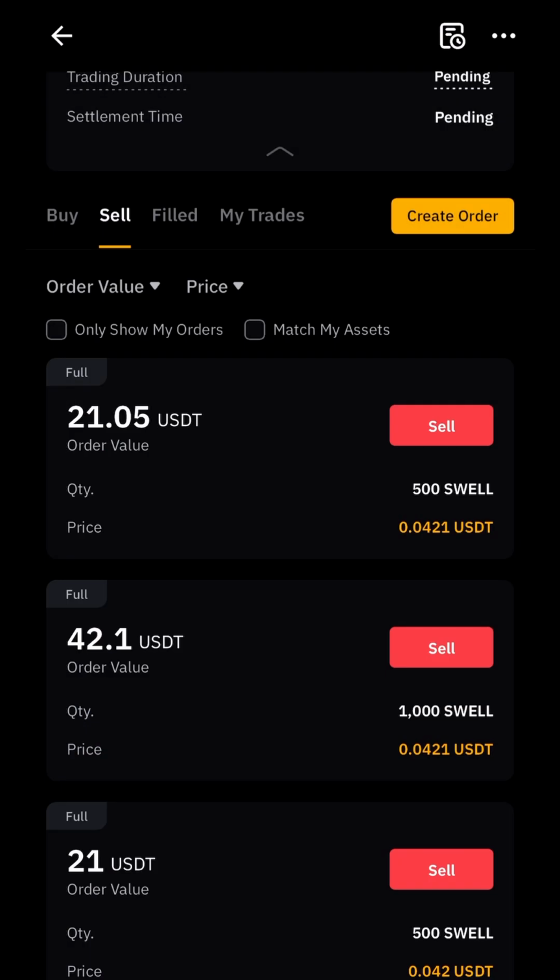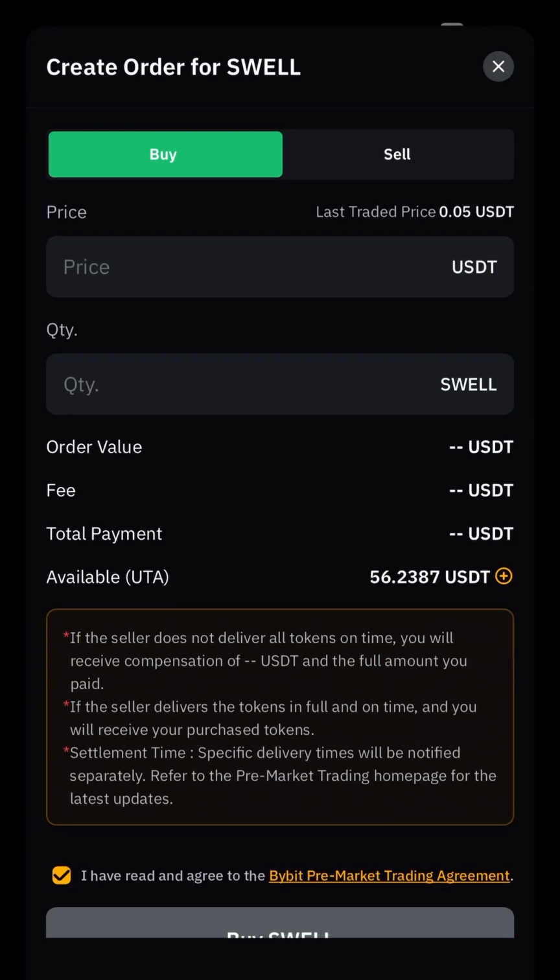Okay, apart from those orders which are visible here in the buy and sell sections, we can create our own order. I need to push Create Order, and here I can put my own price for which I want to buy this token. What is important here is that there is a restriction for the orders. They can't be less than $10.